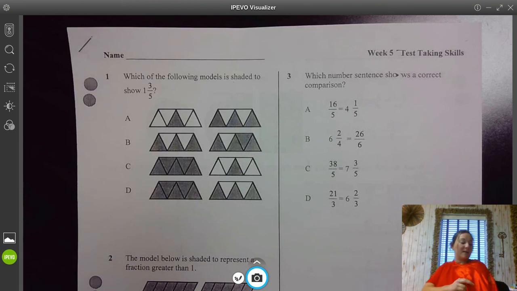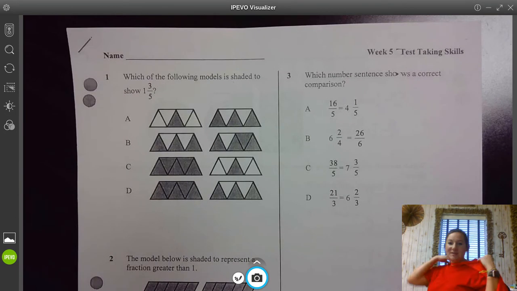How do you like my costume today? I am Super Teacher. All right, today was superhero day at school, so I thought I would share that. I know that's why I'm dressed so funny.